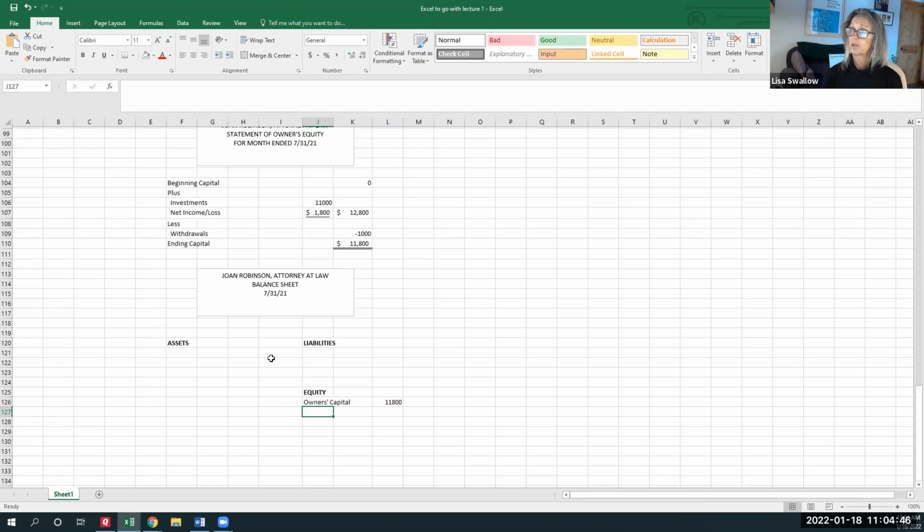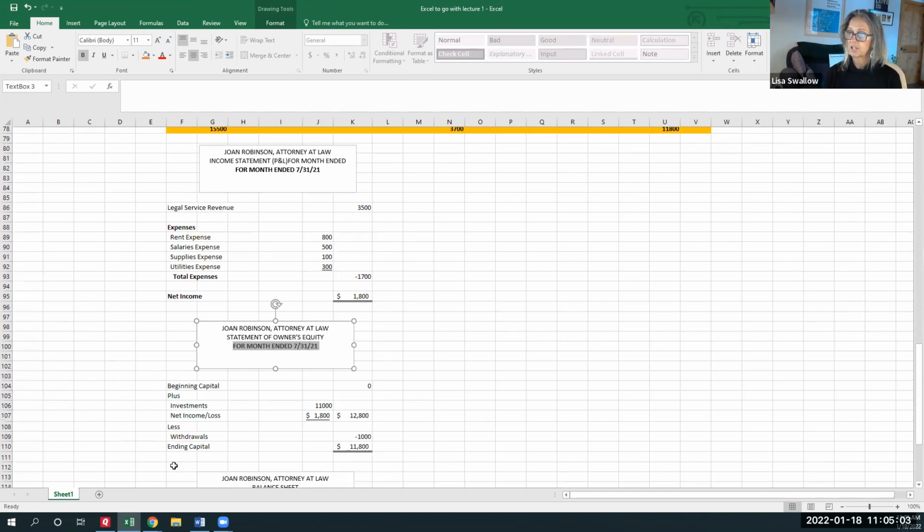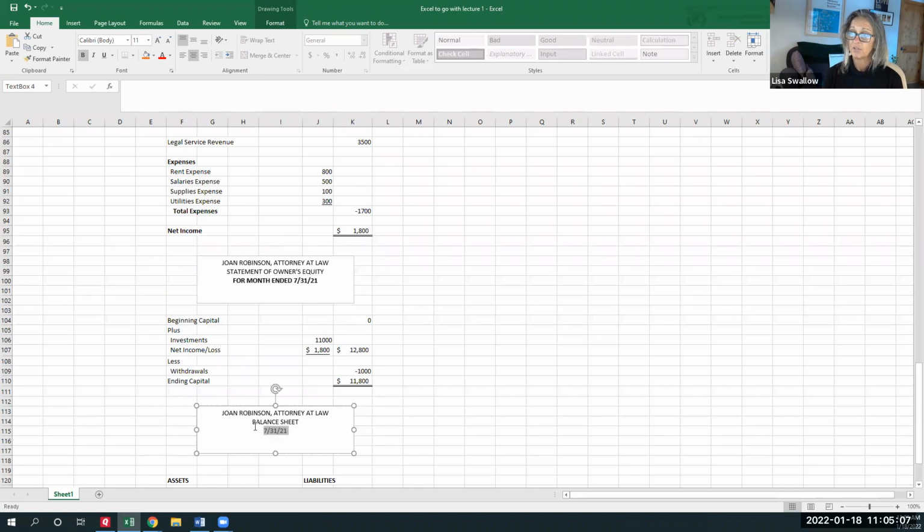So now we're going to do our balance sheet. I do want to point out that the P&L is for the month ended. That covers a period in time. The statement of owner's equity for the month ended covers a period of time because you can see all these things happen. Balance sheet does not cover a period. It is a snapshot of a point in time. So you just put the date.